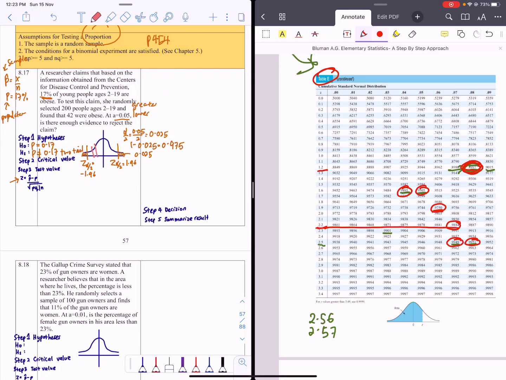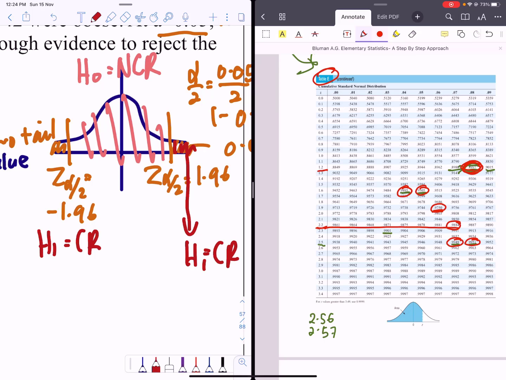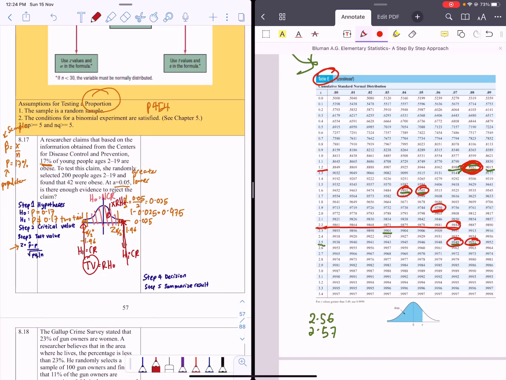Okay, the value here is H null, or equals to the non-critical region. The value here is H1. This one is for the critical region. If the test value falls on the critical region, then we reject the null hypothesis. Kalau dia jatuh dekat sini, we cannot reject the null hypothesis for the test value. Do make sure that you understand that, yeah.